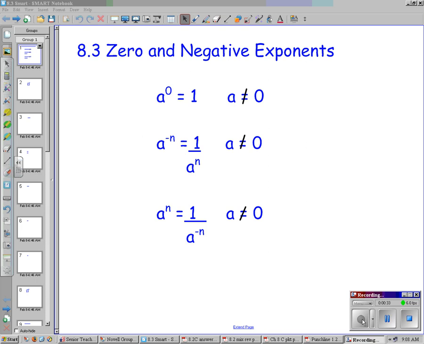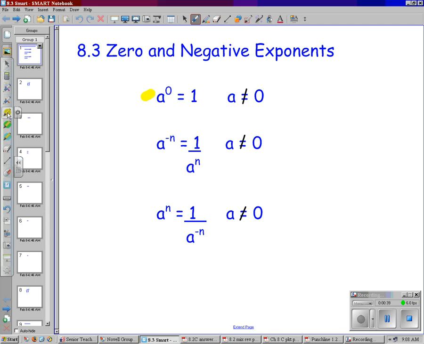Please, right now, accept on faith, and it will become more clear as we go through our class, accept on faith that a to the 0 power is equal to 1. I will prove it to you, but right now, accept it on faith.